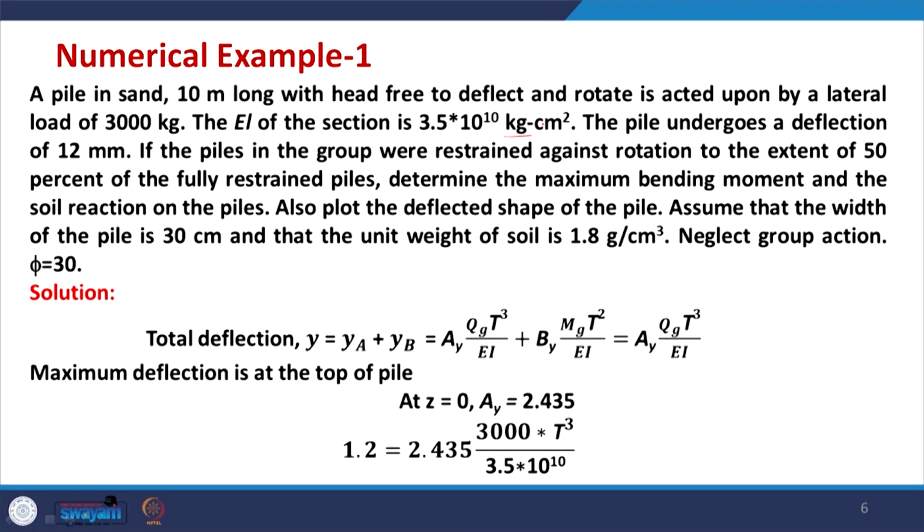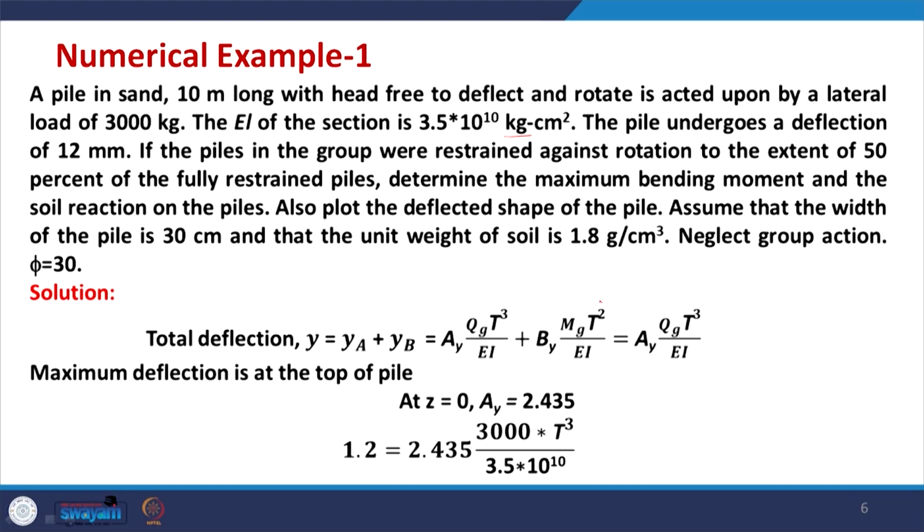So, total deflection y is equal to y a plus y b, and because only the lateral load is acting on the pile head, no moment is acting. So, this term y b will be 0 for the first case when you are keeping it free. So, your deflection y becomes A y Q g T cube over E I.